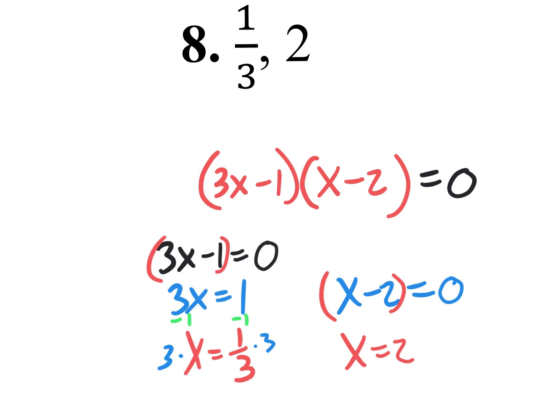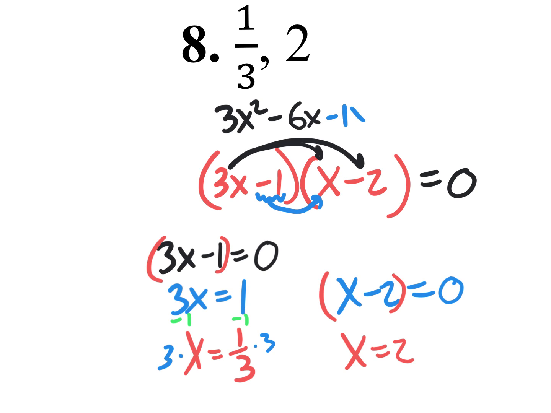And now to get to the actual quadratic trinomial, you're going to have to distribute and combine like terms. So 3x times x, that's 3x squared. 3x times negative 2, that's negative 6x. And then negative 1 times x, that's another negative 1x. Negative 1 times negative 2 is a positive 2. And that's still set equal to 0.